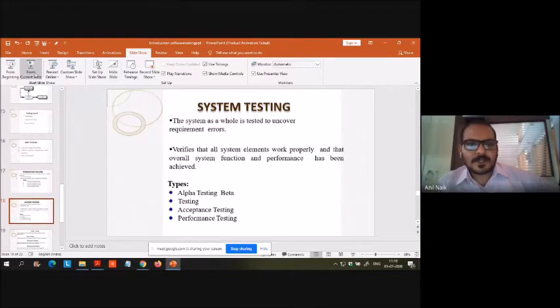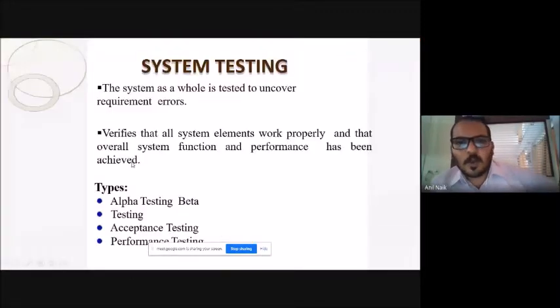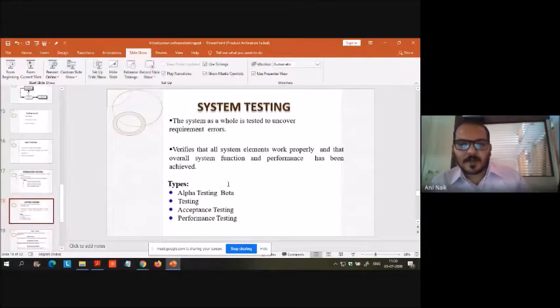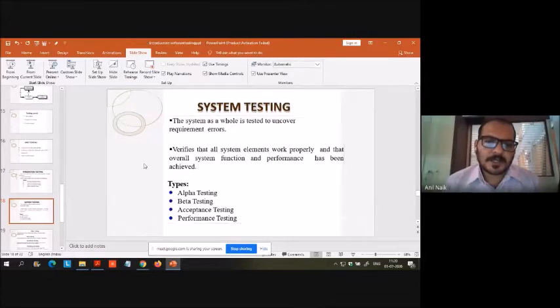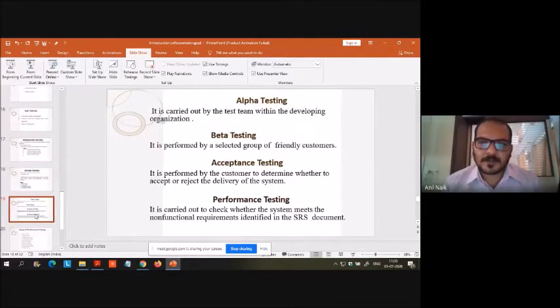Then system testing means the system as a whole is tested to uncover the requirement errors. Verify that all the system elements work properly and that overall system function and performance have been achieved. There are different types of system testing like alpha testing, beta testing, acceptance testing, performance testing. These are different testing levels that we discuss in the third chapter.